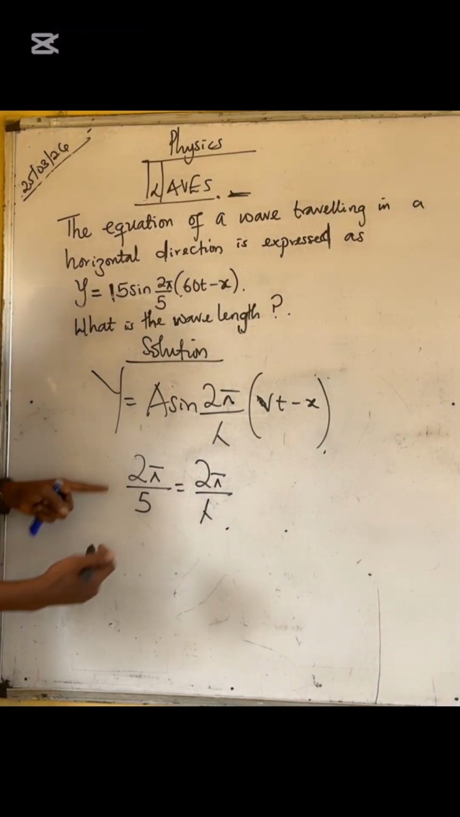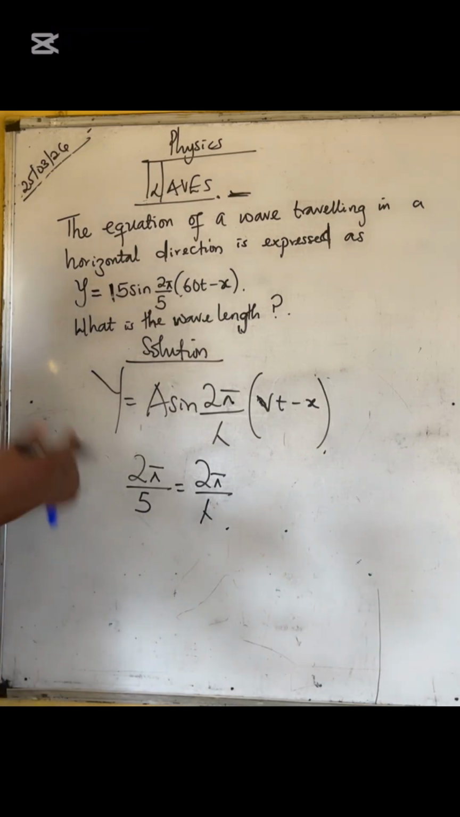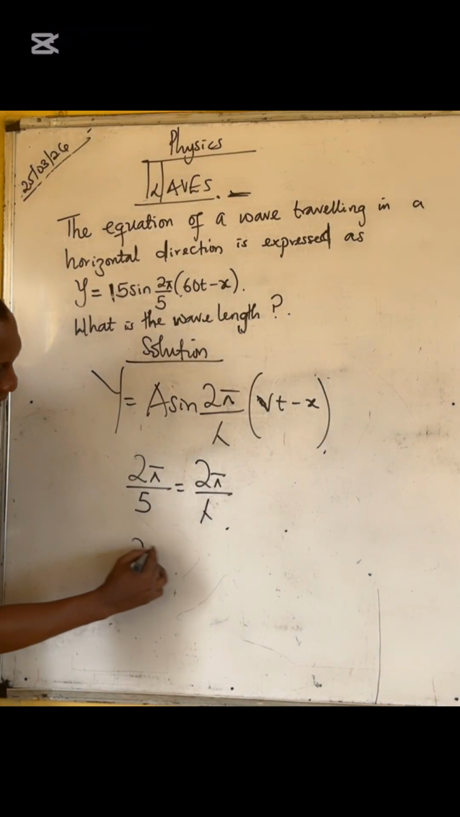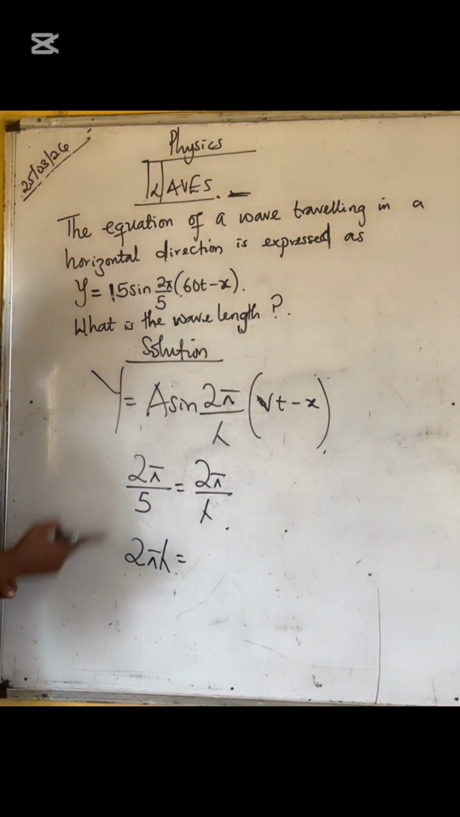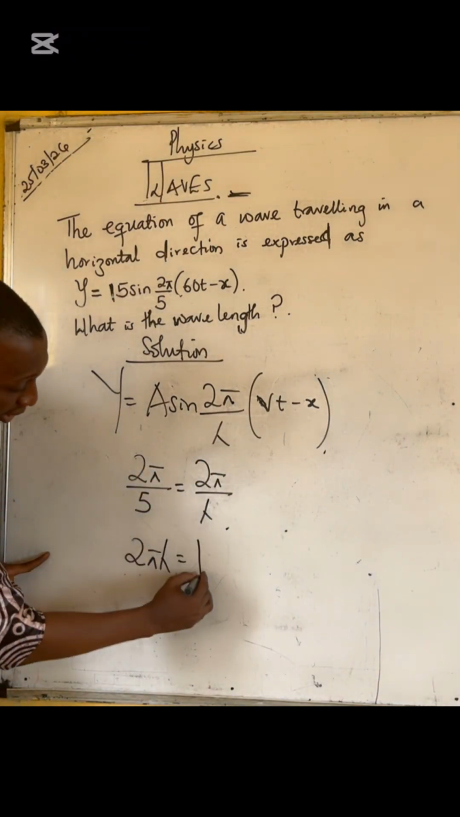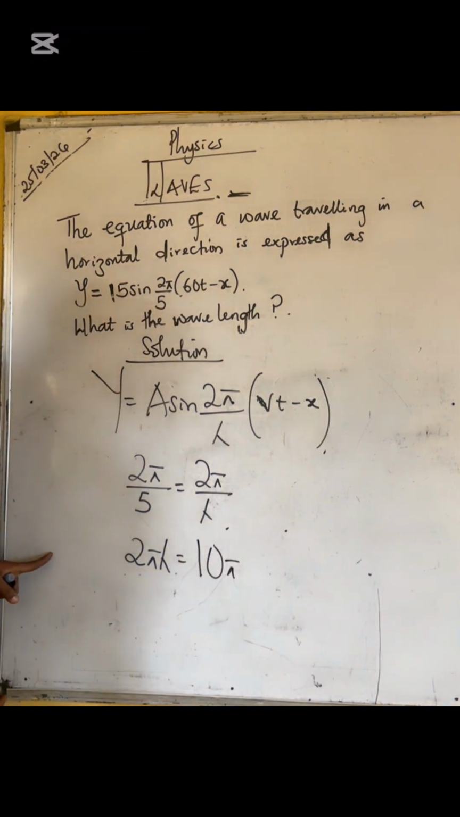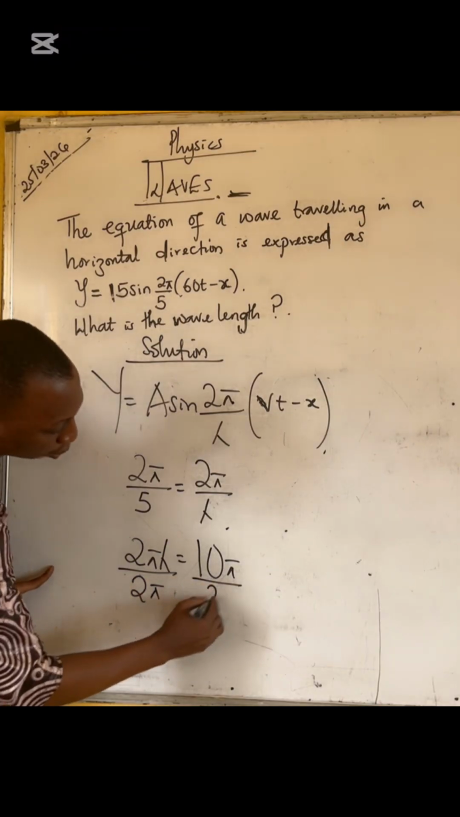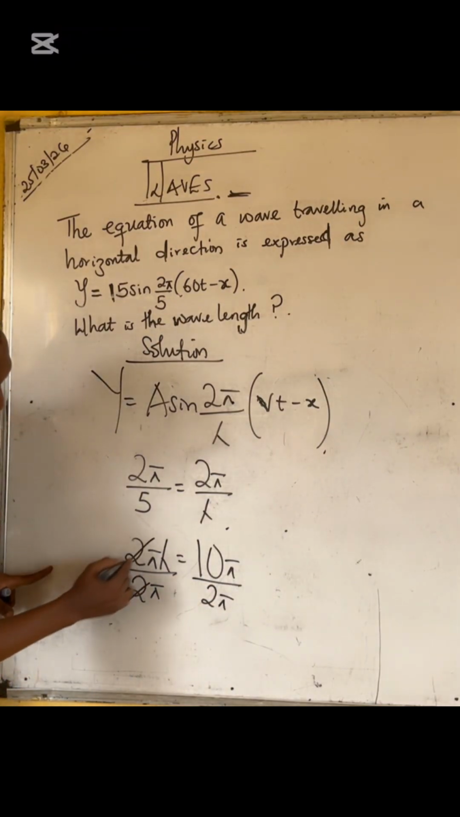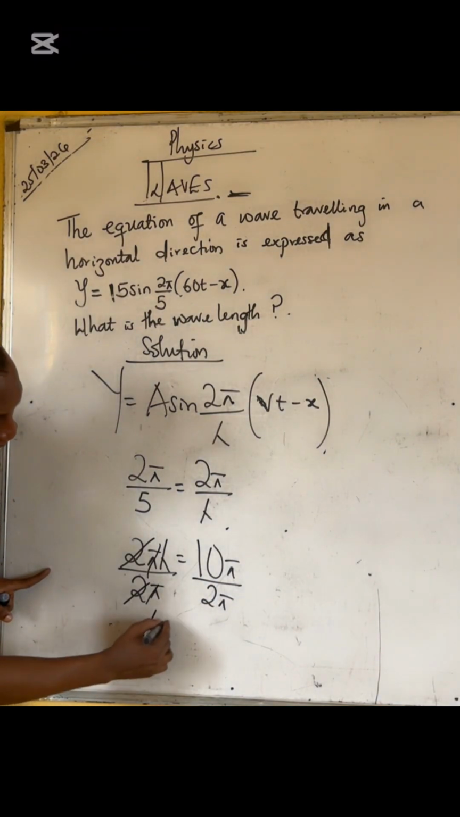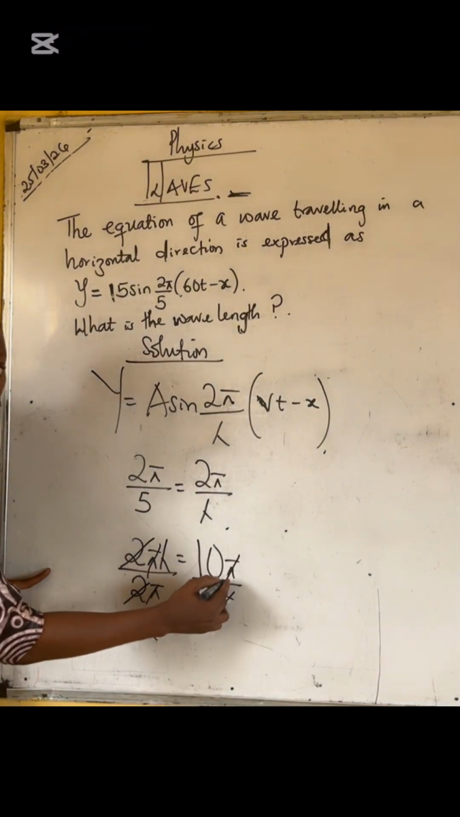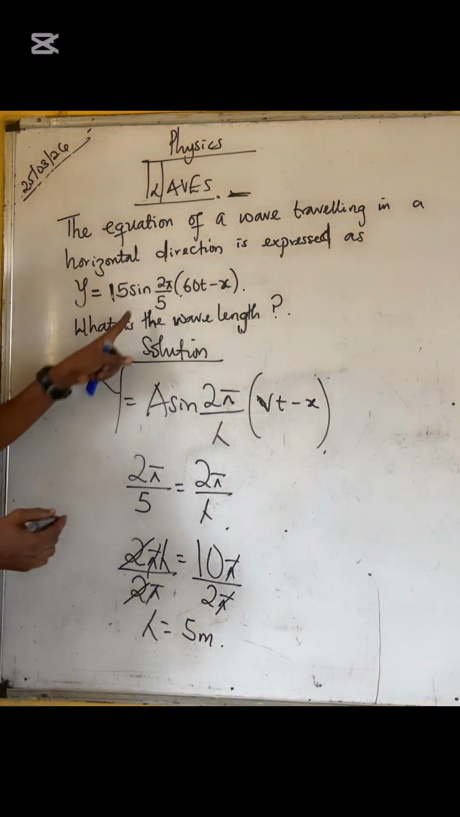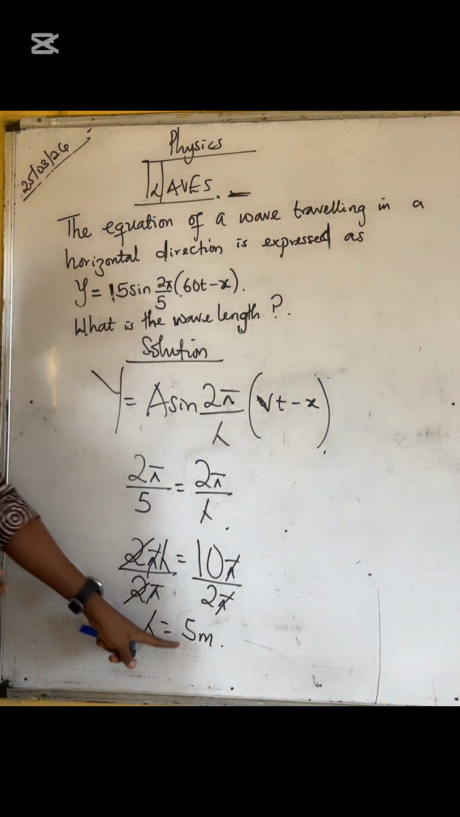Getting λ, I can cross multiply. This one times this one is 2πλ, which is equal to this one times this one, 10π. To get λ, divide both sides by 2π, so that 2 cancels 2, π cancels π, and λ is 5, since 2 in 10 is 5. So the wavelength of this traveling wave is 5 meters.